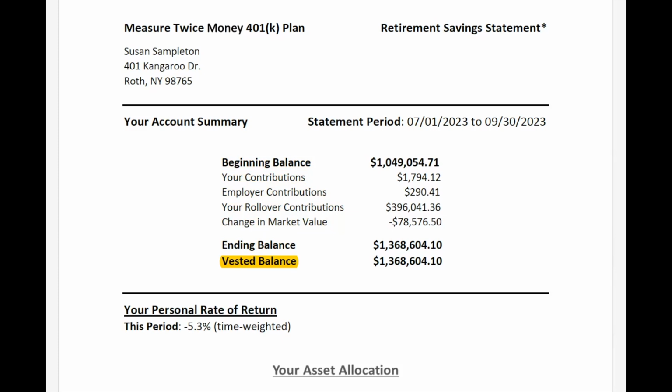If they are not 100% vested, you can review your summary plan description, SPD, to discover either cliff vesting up to 3 years or a graduated vesting schedule up to 6 years. In this example, Susan is fully vested and will not have to forfeit any of her balance if she terminates employment. Keep in mind that your employee elective contributions and the investment growth on that amount are 100% yours from day one. Only your employer's contributions and those earnings may be subject to vesting requirements.